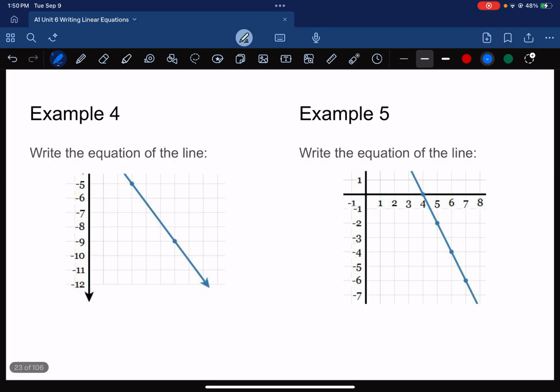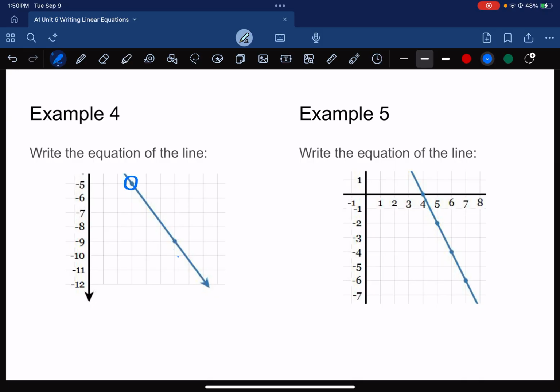All right, write the equation of the line. Well, in this case, we can't see the y-intercept. I can't tell where this crosses the y-axis, so I can't use slope-intercept like we learned last unit, or last chapter, or last section, right? I have to use something different. But I clearly can count my slope.